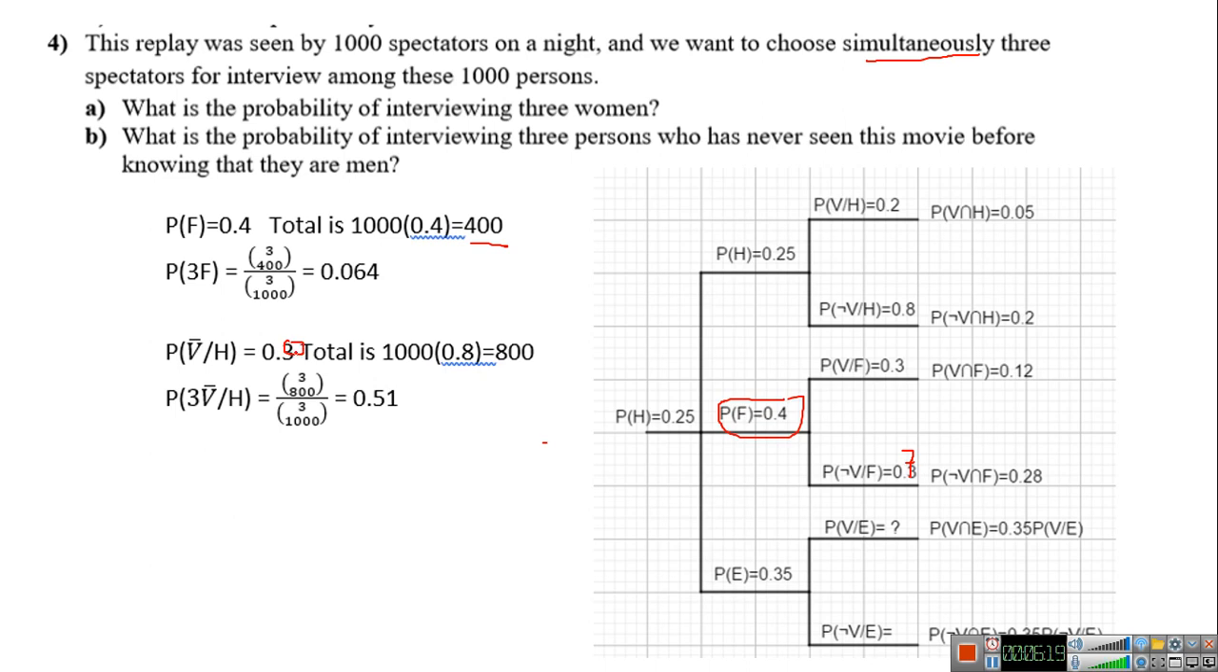0.064. Okay. Now in the second one, what is the probability of interviewing 3 persons who have never seen this movie before, knowing they are men? Not seen, knowing they are men. I have it 0.8. So I have 1,000 times 0.8 is 800. So I want the 3 out of 800 over 3 out of 1,000. So the answer will be 0.51.